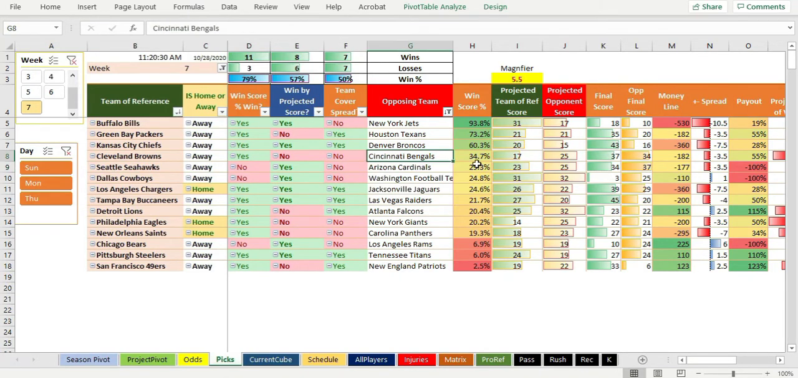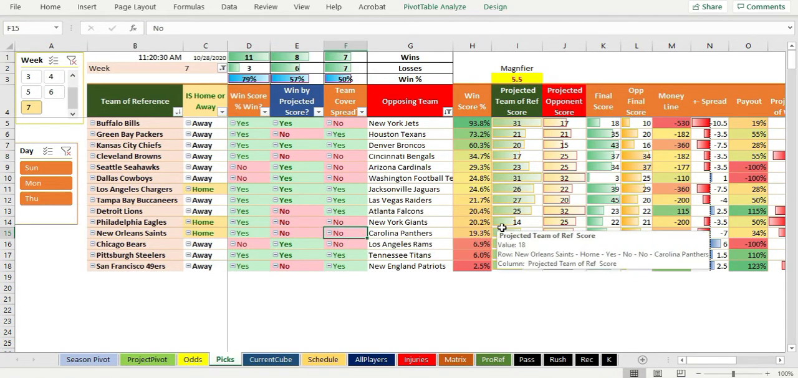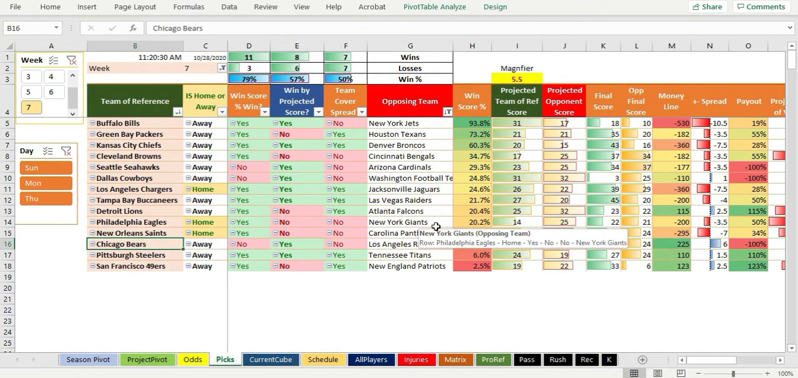Same thing with the Bengals. It predicted the Bengals were going to win. If you took the Bengals plus the points, you won, even though you would have lost with Cleveland. Same thing with the Giants and the Eagles. Same thing with Carolina and the Saints. All these teams covered. The only one that really got hurt here was the Bears.